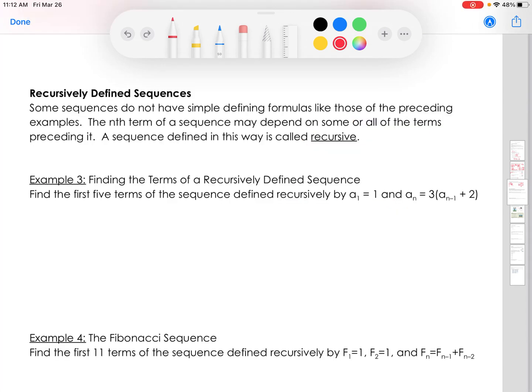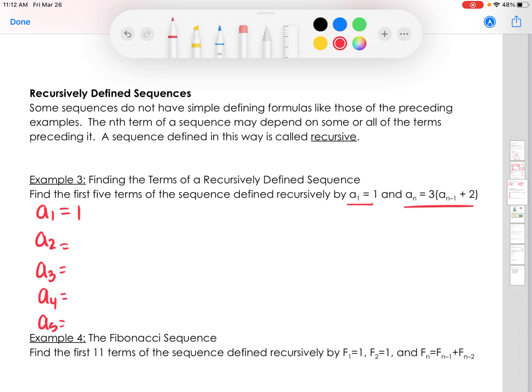Recursively defined sequences. Some sequences do not have simple defining formulas, like the ones before this. The nth term of the sequence could depend on some or maybe even all of the terms prior to it. So a sequence defined this way is called recursive. To find the first 5 terms, we're going to be told what the first term is and what the formula is. So in order to use the formula, we need to know what the term prior is. So the first term is given to us. We want to find the second, third, fourth, and fifth.